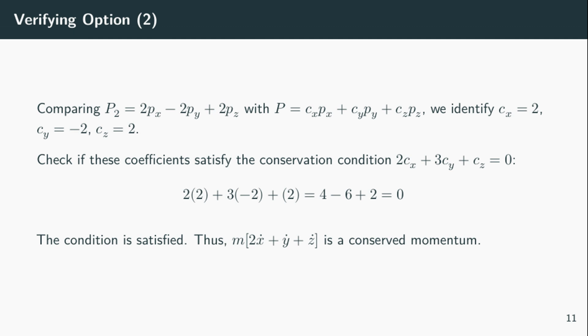After substituting and combining terms, we arrive at the final expression for option 2 in terms of p_x, p_y and p_z. Now we compare P_2 equals p_x minus 2p_y plus 2p_z with our general form for a conserved quantity, P equals c_x p_x plus c_y p_y plus c_z p_z. We can see that for option 2 the coefficients are c_x equals 2, c_y equals minus 2 and c_z equals 2. Let's check if these coefficients satisfy the conservation condition we found: 2c_x plus 3c_y plus c_z equals 0. Plugging in the values, 2 times 2 plus 3 times minus 2 plus 2. That's 4 minus 6 plus 2. And indeed 4 minus 6 plus 2 equals 0. The condition is satisfied. This confirms that option 2 represents a conserved momentum for this system.